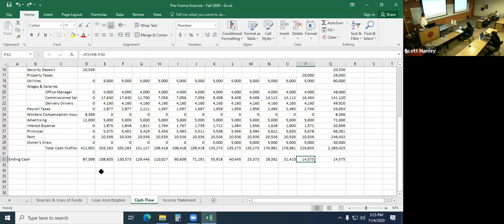And some of you, I mentioned, we need to talk about your negative cash flows, because you've got negative cash flows every month. Now, mine are kind of up and down, right? My ending cash is 87,000, 108,000, 130,000, 129,000. Then it starts to drop a little bit.